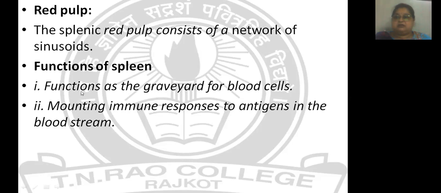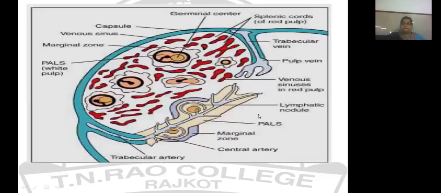Function of the spleen. The main function of the spleen is recycling of blood cells. That is why it is called the graveyard for blood cells. And it mounts an immune response against the antigens coming from blood. So, blood-borne antigens encounter B and T lymphocytes through the spleen, while tissue-borne antigens encounter B and T lymphocytes through the lymph node.